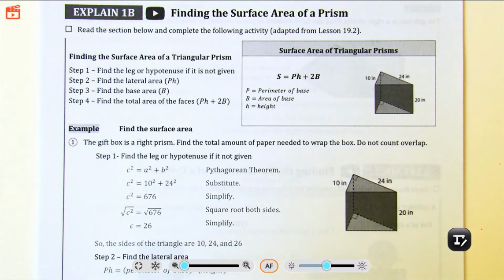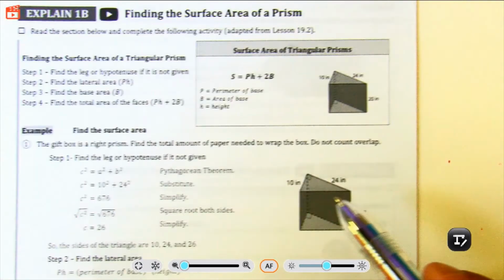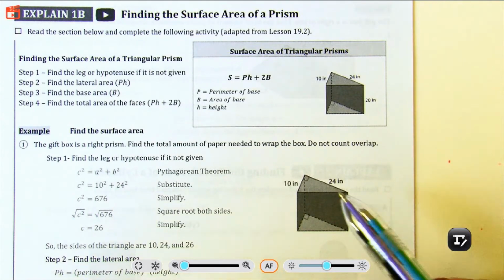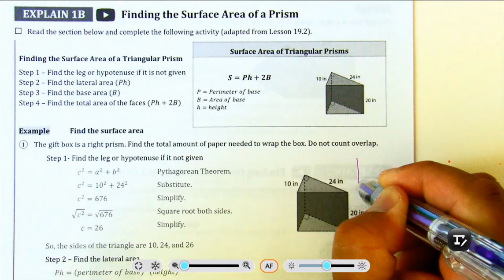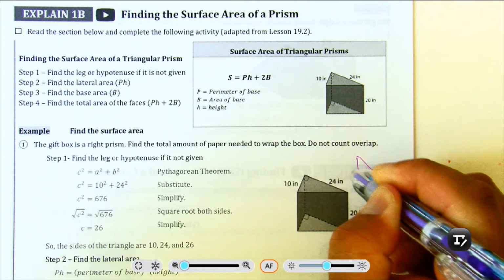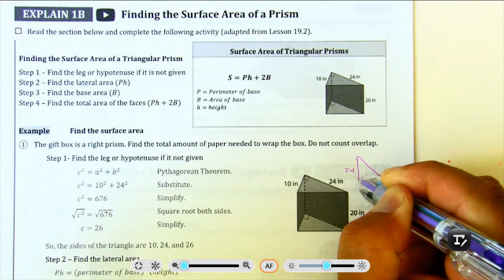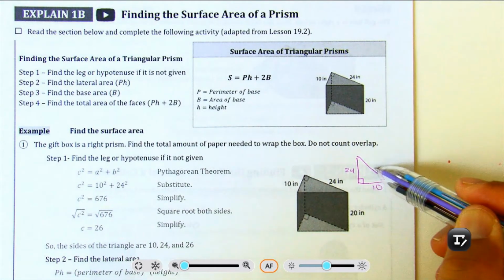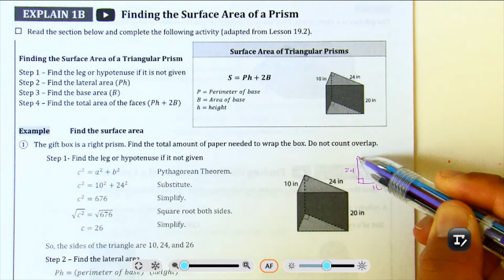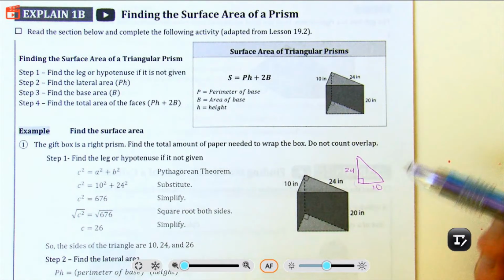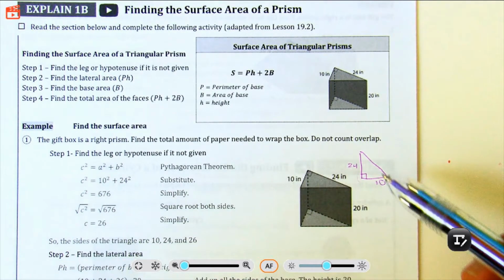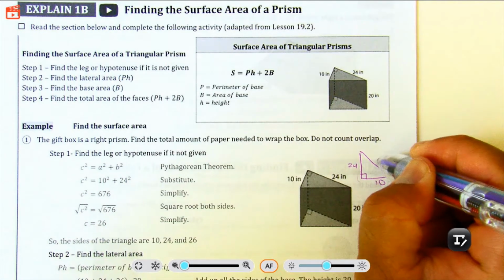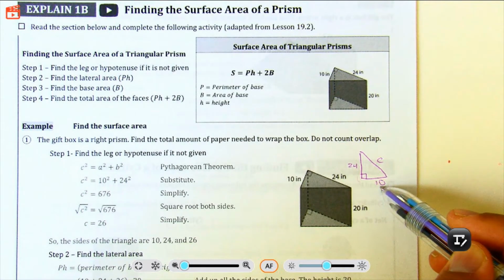So for step 1, remember that we want to find the perimeter of the base. Because the base is a triangle, let me draw this triangle. This is 24, this is 10. We need to know what this side is, because to find the perimeter of the triangle, I need to know all 3 sides. That's what the Pythagorean theorem is going to give us. If I call this C, 24 squared plus 10 squared equals C squared. C ends up being 26.